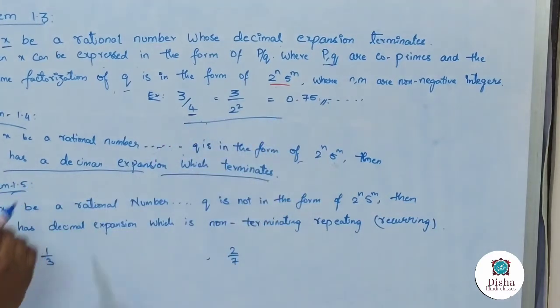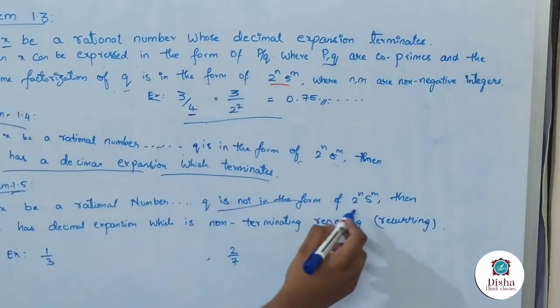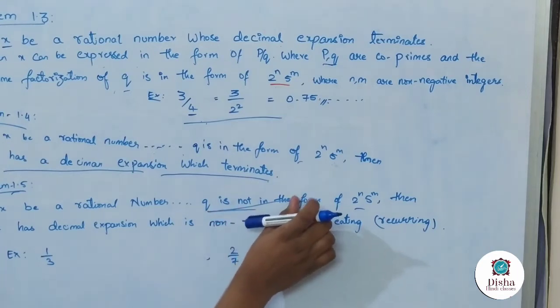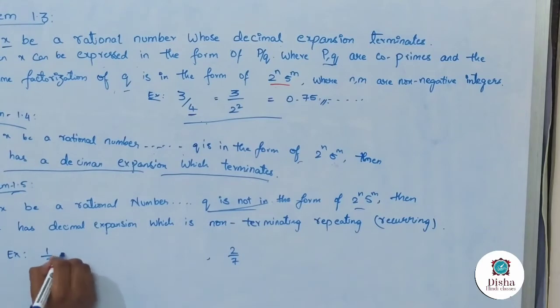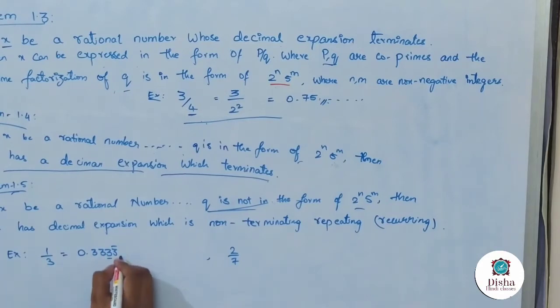Now in theorem 1.5, we discuss the opposite of it, that is where q is not in the form of 2 power n into 5 power m. So here we can take 1 by 3 as an example. If we divide 1 by 3, what do we get? 0.3333 bar. So 3 is repeating here. It is non-terminating, it is continuing, and it is also repeating. So we term it a recurring number.